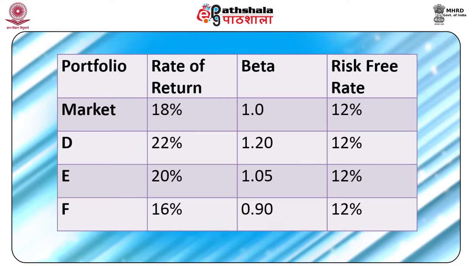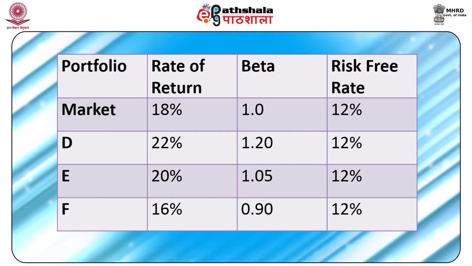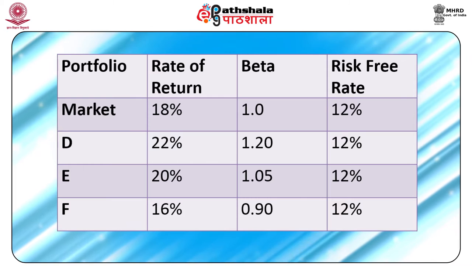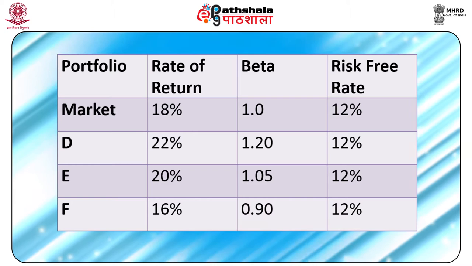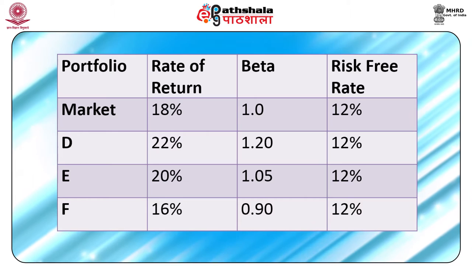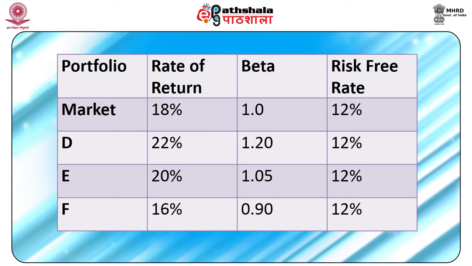For the market, the rate of return is 18%, for D it is 22%, for E it is 20%, and for F it is 16%. In the third column we have beta. For the market it is 1.0, for D it is 1.20, for E it is 1.05, and for F it is 0.90. In the fourth column we have shown the risk-free rate. For the market it is 12%, for D it is again 12%, for E it is again 12%, and finally for F it is again 12%.